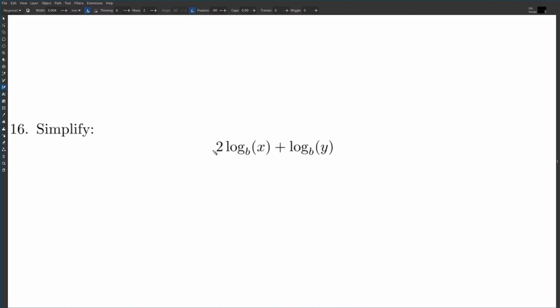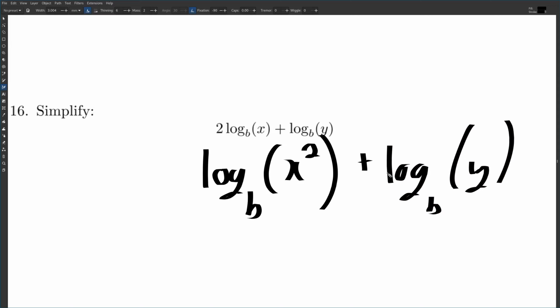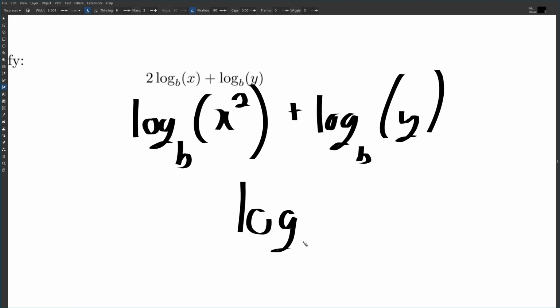Next one, simplify. Okay, there's a 2 outside, so I would put it inside real quick. Log base b of x squared plus log base b of y. Now we do the product rule since we have a sum of logs of the same base. Log base b of x squared y. And we're done.